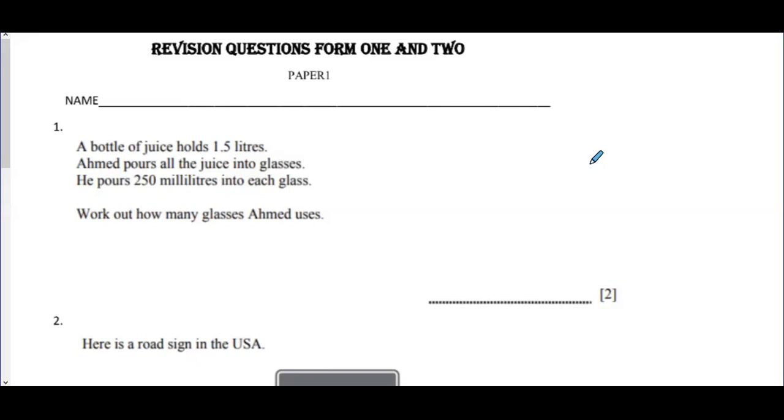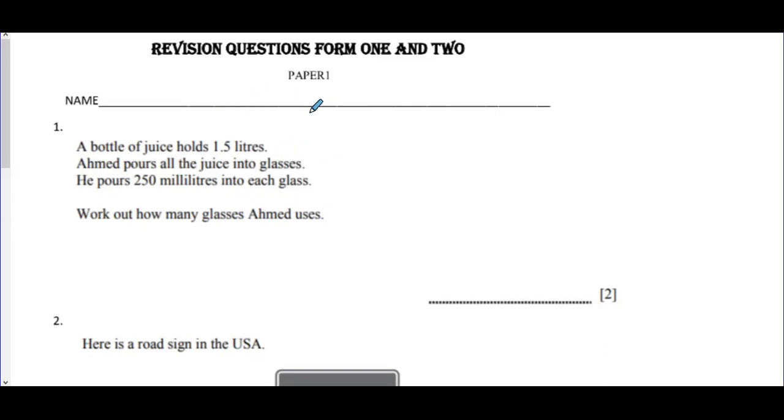Today I'll be taking you through two different papers. We have paper one and paper two. I'll be showing my students how to answer paper one, which means a paper which needs no calculator. And then I will take you to paper two, a paper which you need to attempt with a calculator.